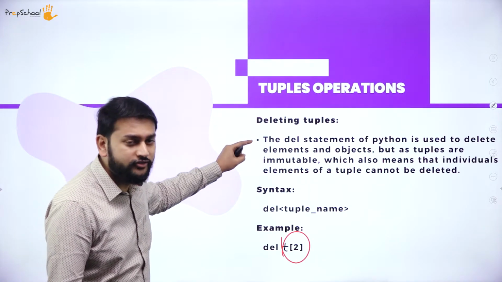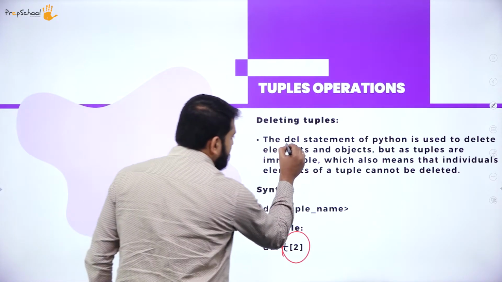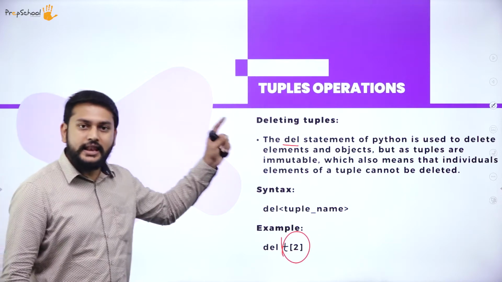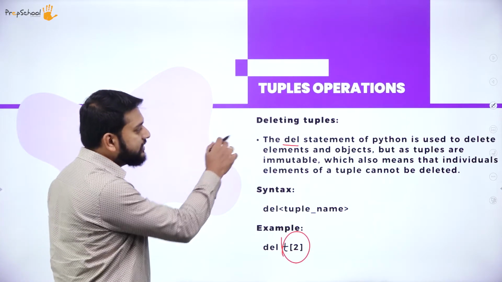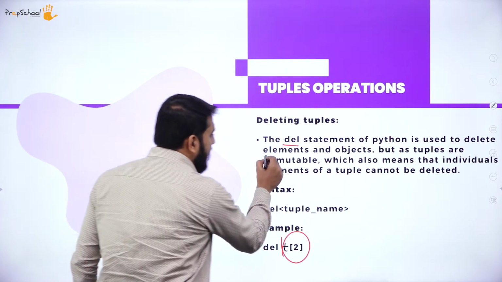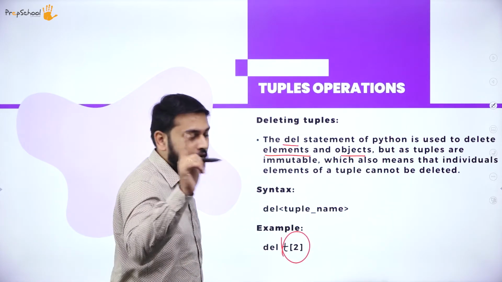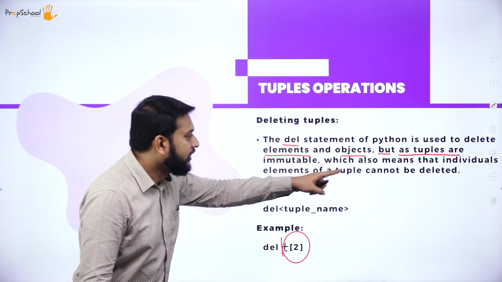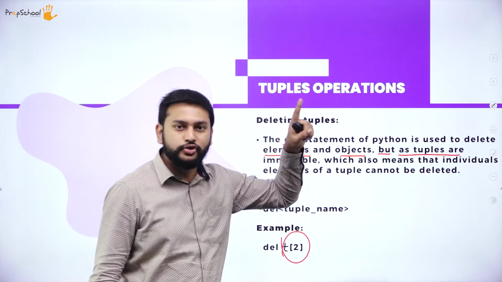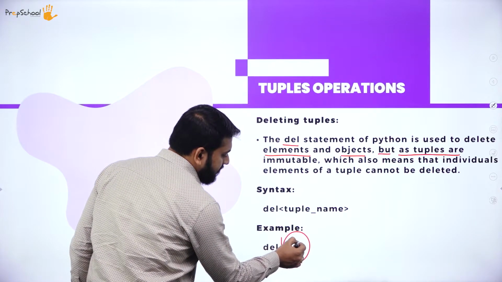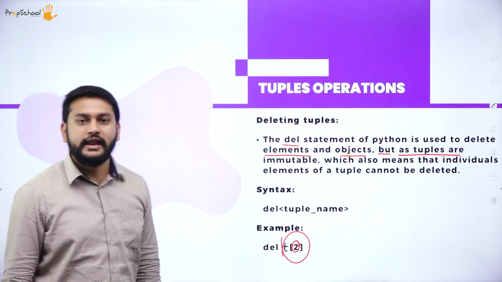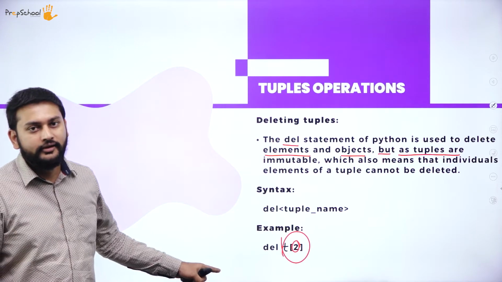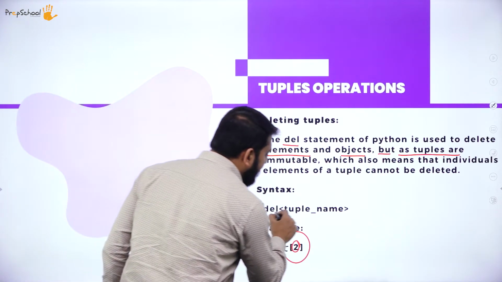Let's read it once again for all of you. Del, please observe, this is the syntax that you have to remember if you are performing the delete operation. So del is a keyword that you have to remember. The del statement of Python is used to delete elements and objects, but as tuples are immutable, individual elements of the tuple cannot be deleted. You cannot give the index. You cannot delete one particular element from the tuple is what they are trying to say. But I can delete the entire tuple.